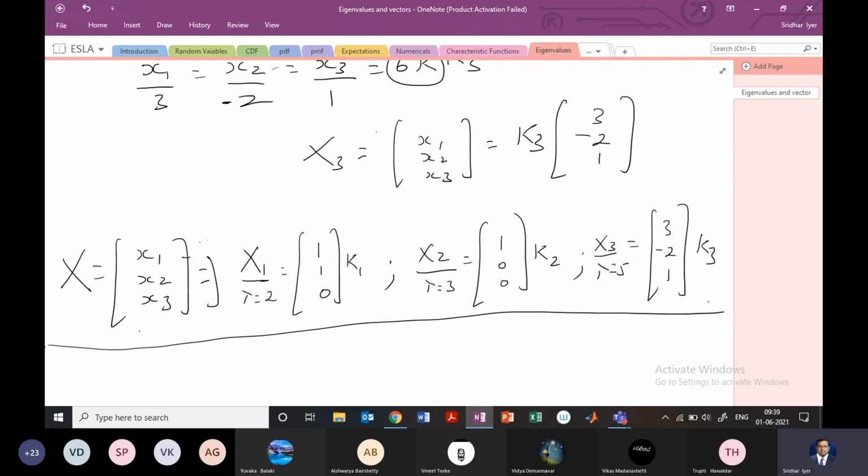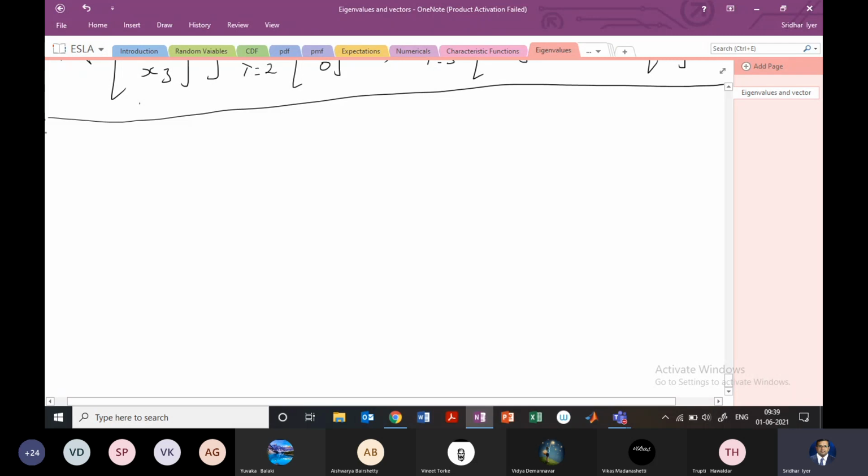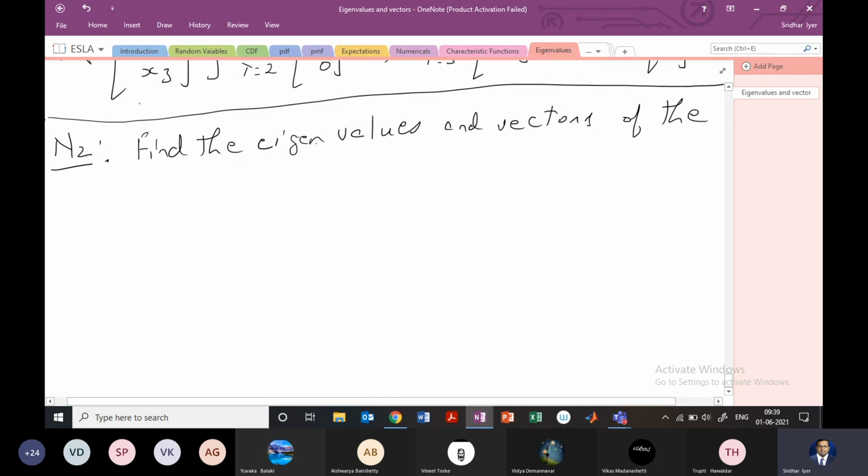This method becomes tedious if you want to find the answer for a 3 cross 3 matrix. It will be easier if the matrix given to us is 2 cross 2. So let us do a 2 cross 2 matrix with a little twist. This is the second numerical, from the book Gilbert Strang. The question is, find the eigenvalues and eigenvectors of the matrix.